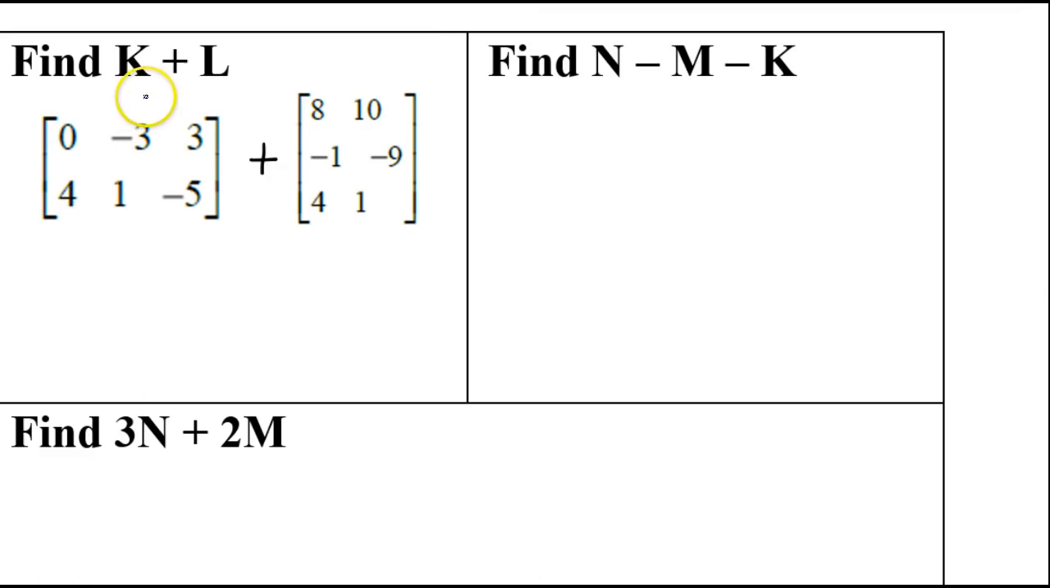What about matrix K plus matrix L? Well, matrix K is a 2 by 3 matrix, 2 rows, 3 columns, while matrix L is a 3 by 2 matrix, 3 rows, 2 columns. You cannot add or subtract matrices when their dimensions are not the same. So this is simply not possible.